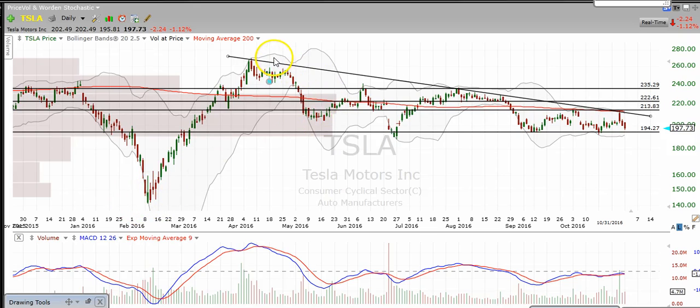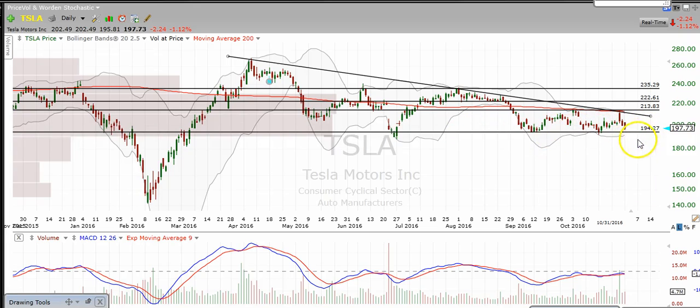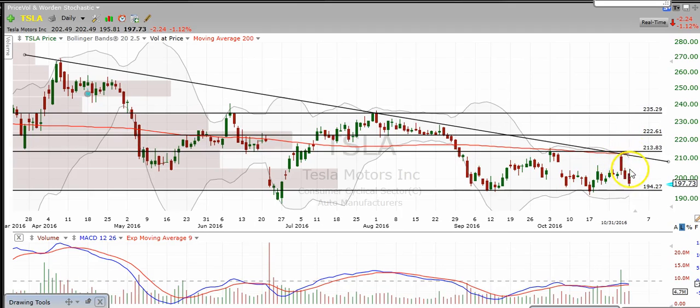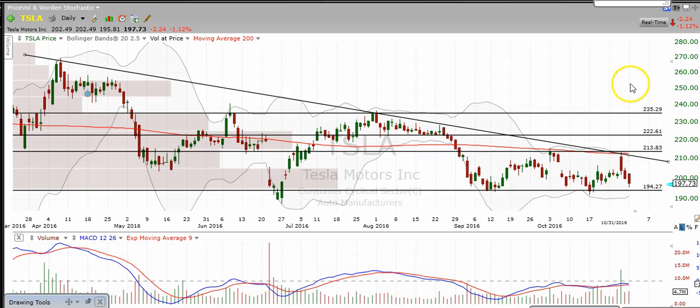This is a pretty big pattern here. We've got a downtrend line leading us into this flat support, and if we break this level, it's going to be a big time break for this stock. We had our chance on the earnings announcement to break over this resistance and break out. If we would have closed over about 214 or so, we would have broken out on Tesla.